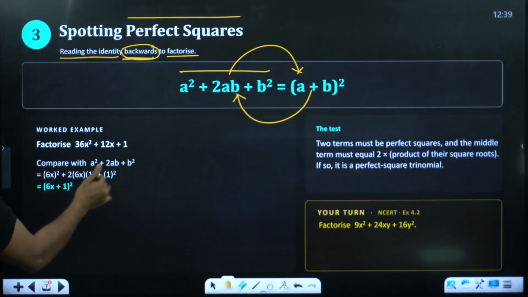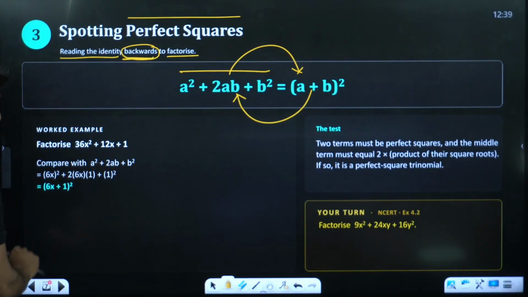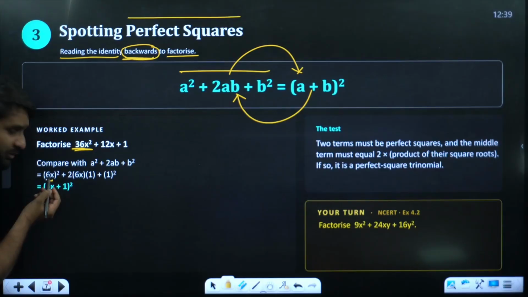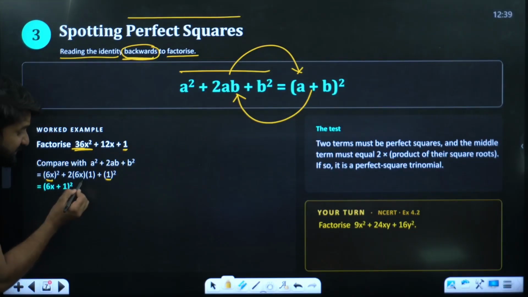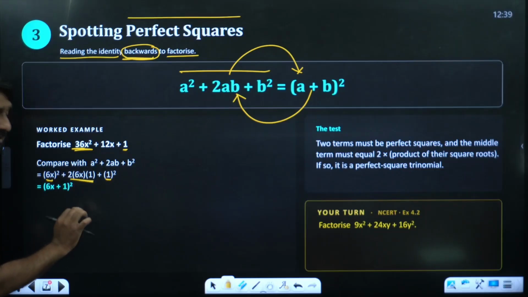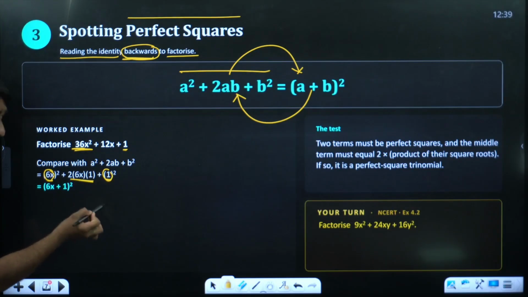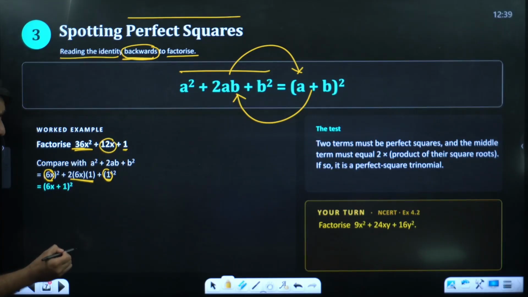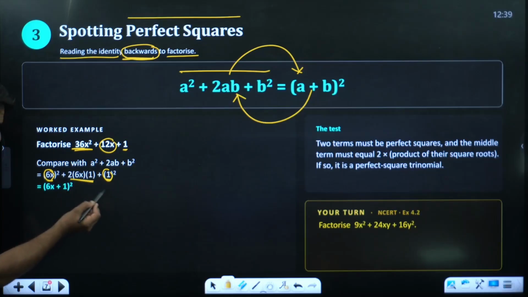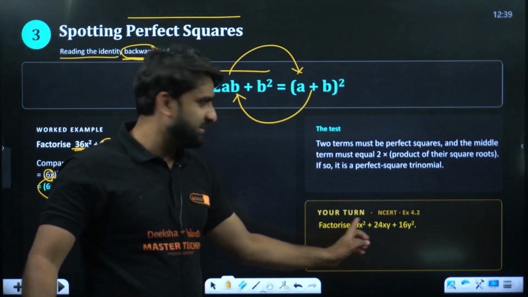Can you see this question here? This is 36x square plus 12x plus 1. So my dear, 36x square can be written as 6x whole square, and this 1 can be written as 1 square. And this will automatically come into AB format, because we are considering 6x as A and 1 as B. If you write 2 into A into B, this will automatically come as 12x. So this is A square plus B square plus 2AB, and we can write it in this format, 6x plus 1 whole square. Let me solve this question for you, everyone.